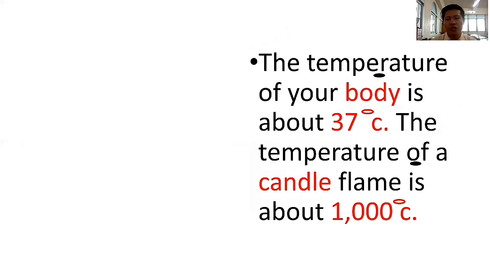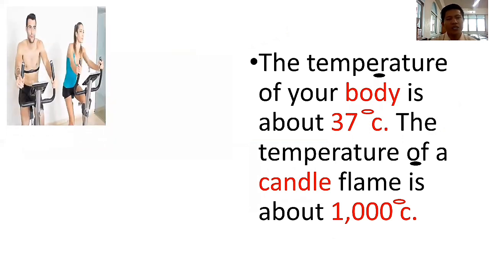The temperature of your body is about 37 degrees Celsius. Okay, this is your body. This is our body. It has only 37 degrees Celsius. Okay, let me ask you again. What is the normal temperature of our body? Very good. The normal temperature of our body is 37 degrees Celsius.